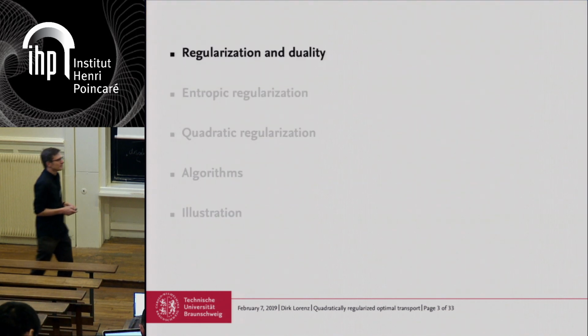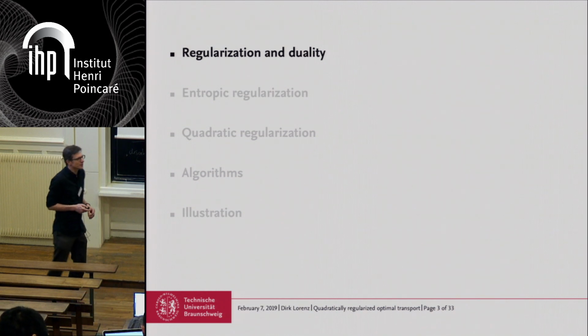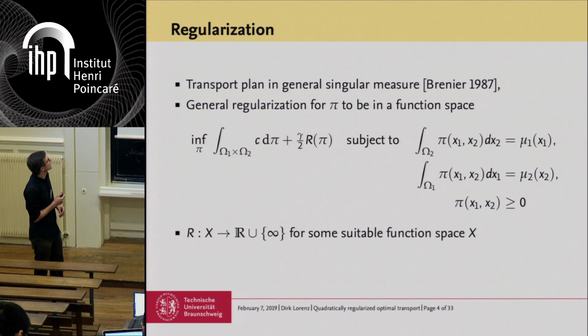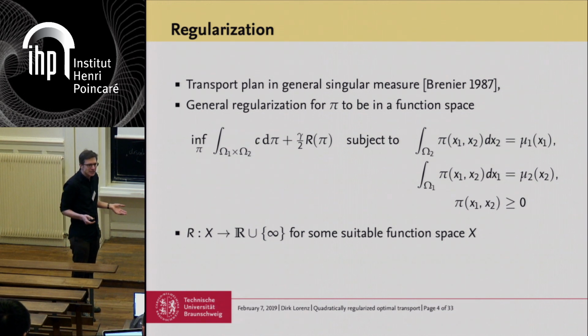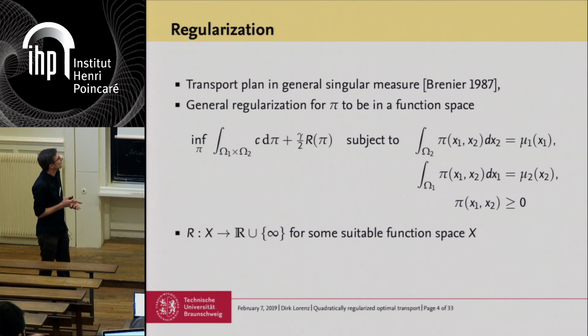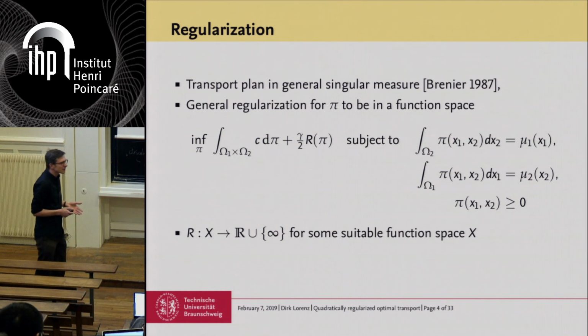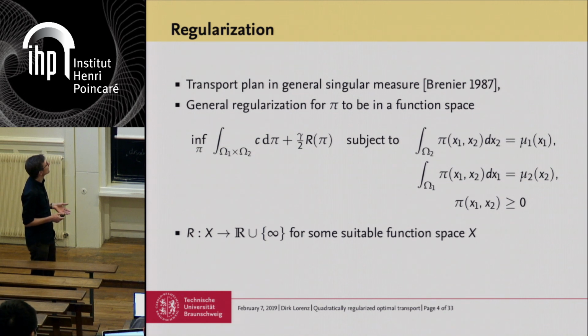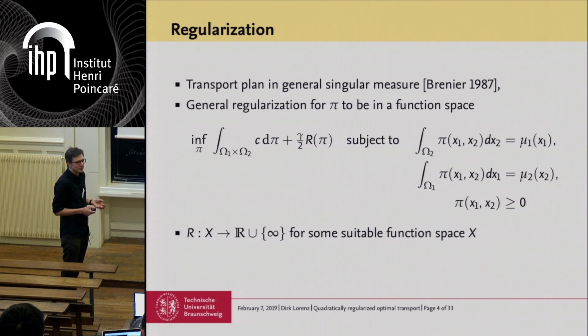Okay. So about regularization and duality. The problem is difficult from a numerical point of view because the transport plan is in general a singular measure. Even if the boundary measures are as regular as you like, the plan is always a very singular measure. I don't know if it's due to Brenier, but this is where I learned that it's always supported on the graph of a function. So it's really a very singular measure. It's not a function on the product space; the support of this measure is on the graph of a function.